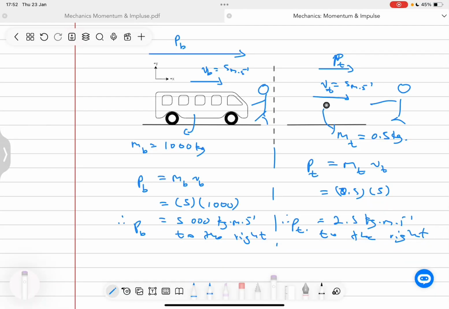As a conclusion, what I'm saying is that momentum measures the amount of motion. It measures how difficult or how easy it is to stop a moving object.